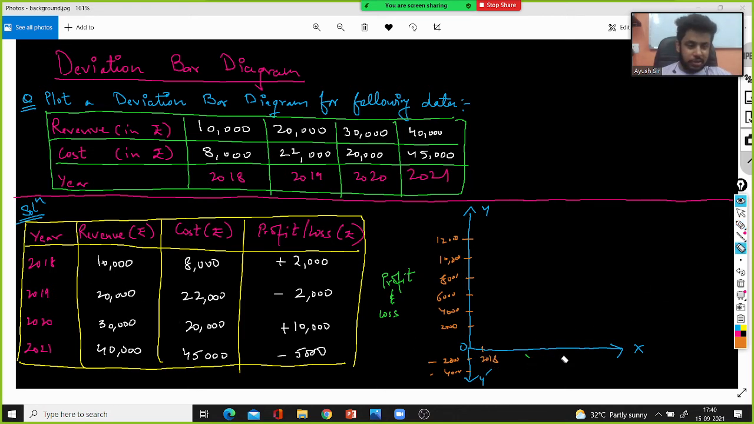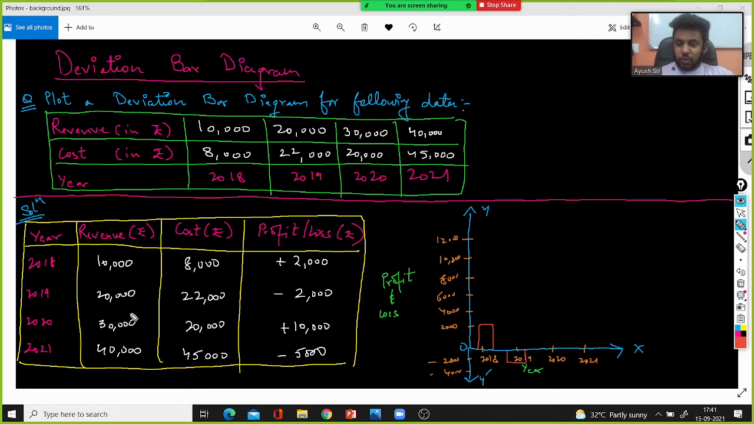थोड़ा सा मैं ईयर नीचे लिखना चाहता हूँ, here it will affect my graph. 2019, 2020 and 2021. ठीक है सर. For the year 2018 I earned a profit of 2,000, so my bar diagram will go like this. That's it. For the year 2019 I again earned a loss of 2,000, so my diagram will look like this. It's negative this time. That's it. It's a deviation bar diagram. That's what it means.